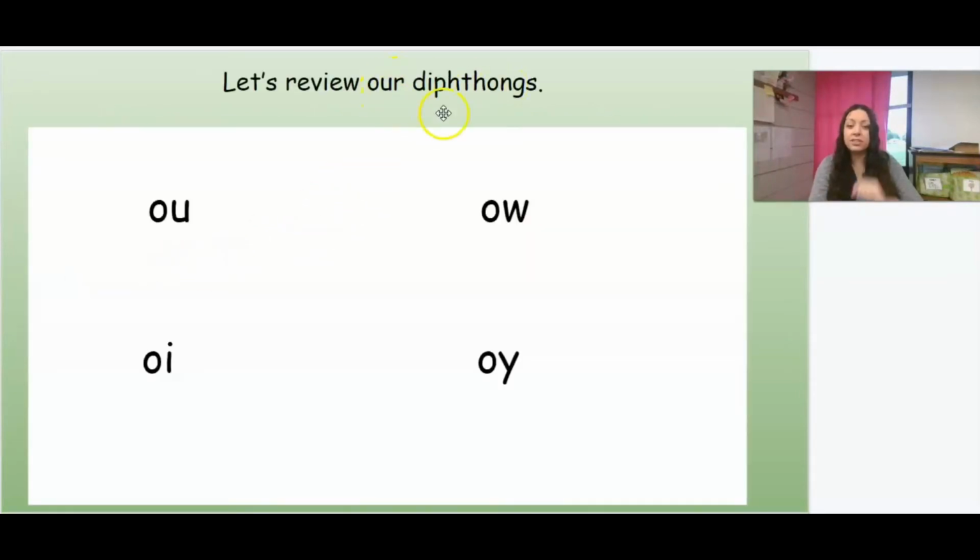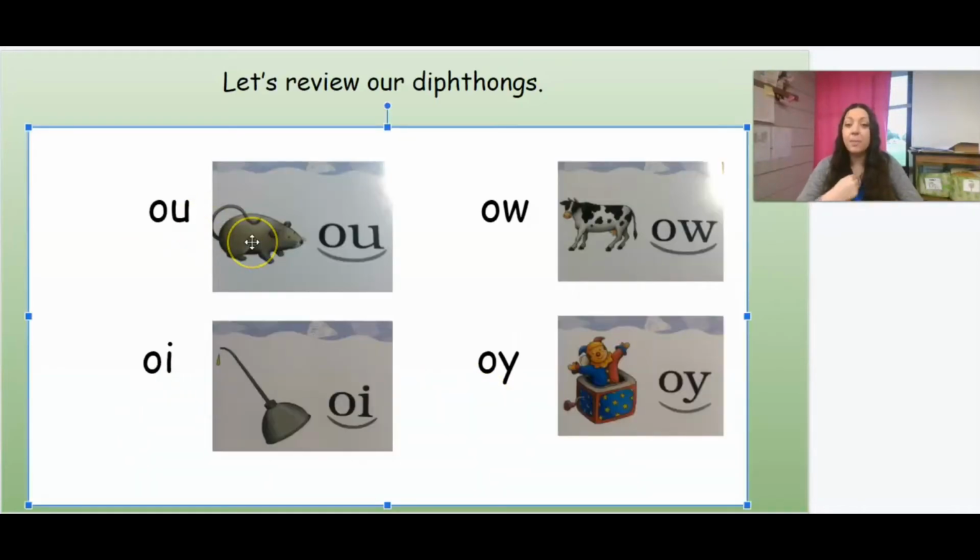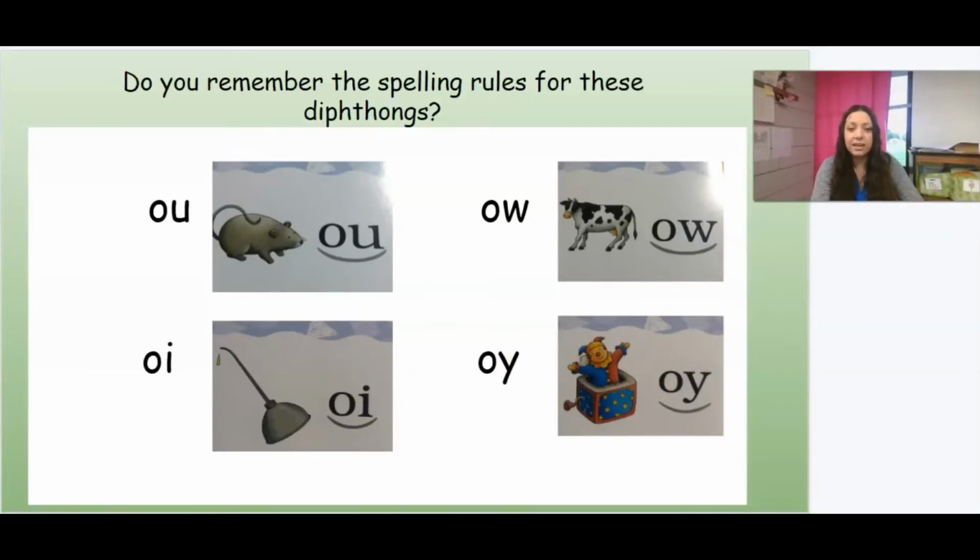All right, so let's review our diphthongs. We have diphthong OU, diphthong OW, because remember OW is kind of a trick. It can be a digraph or a diphthong. OI, and diphthong OY. So we only have 4 of them we've talked about so far. We have mouse, ow, diphthong OU; cow, ow, diphthong OW; oil, oi, diphthong OI; toy, oi, diphthong OY. So it was really quick.